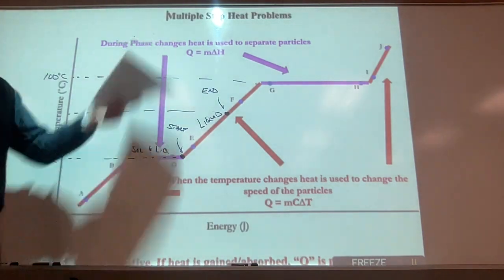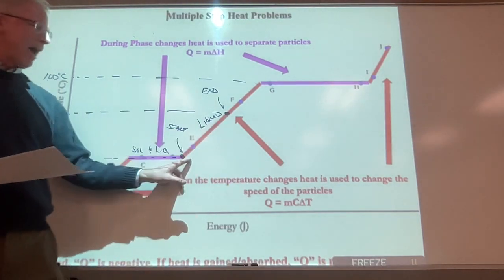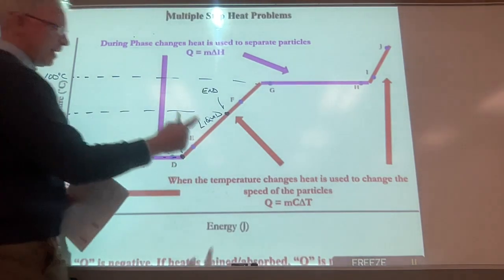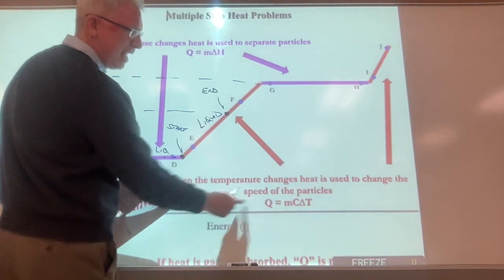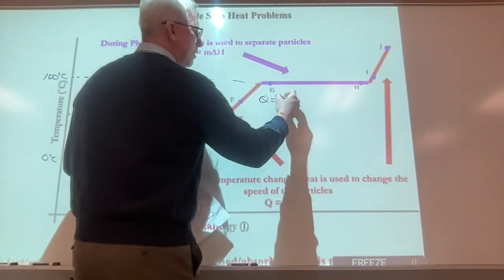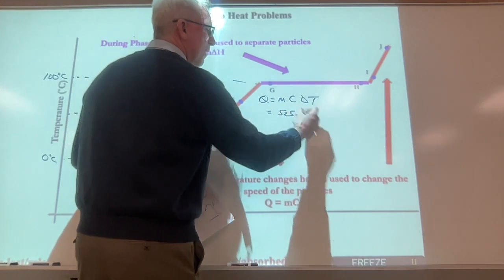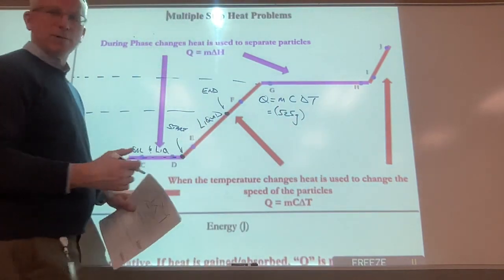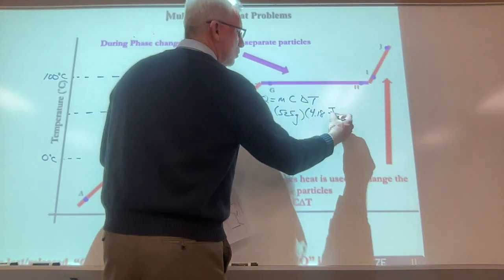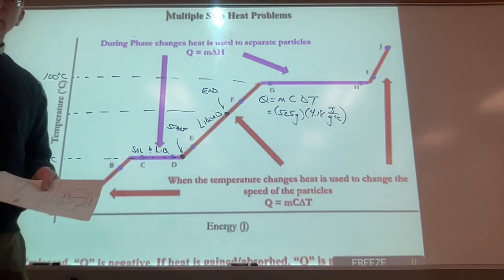And again, even though it says multiple step heat problems, we're going to do one step. We are on one part of the graph, this red section here. So that is going to require our red equation, Q equals MC delta T. We're still at 525 grams. The problem tells you that your specific heat is 4.18 joules per gram degree C. And then we have to find out the change in our temperature.